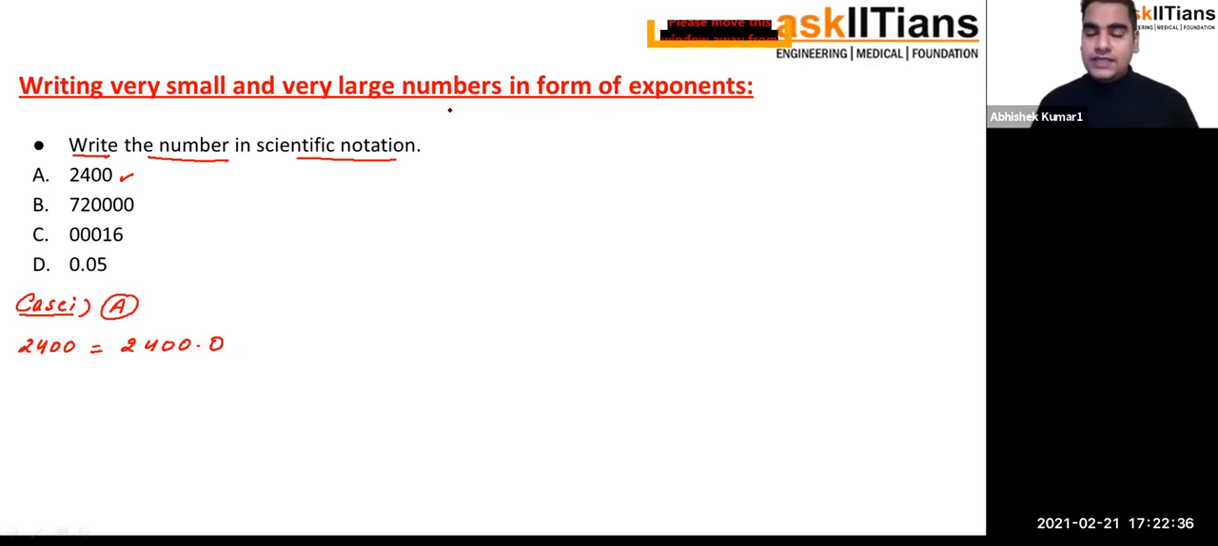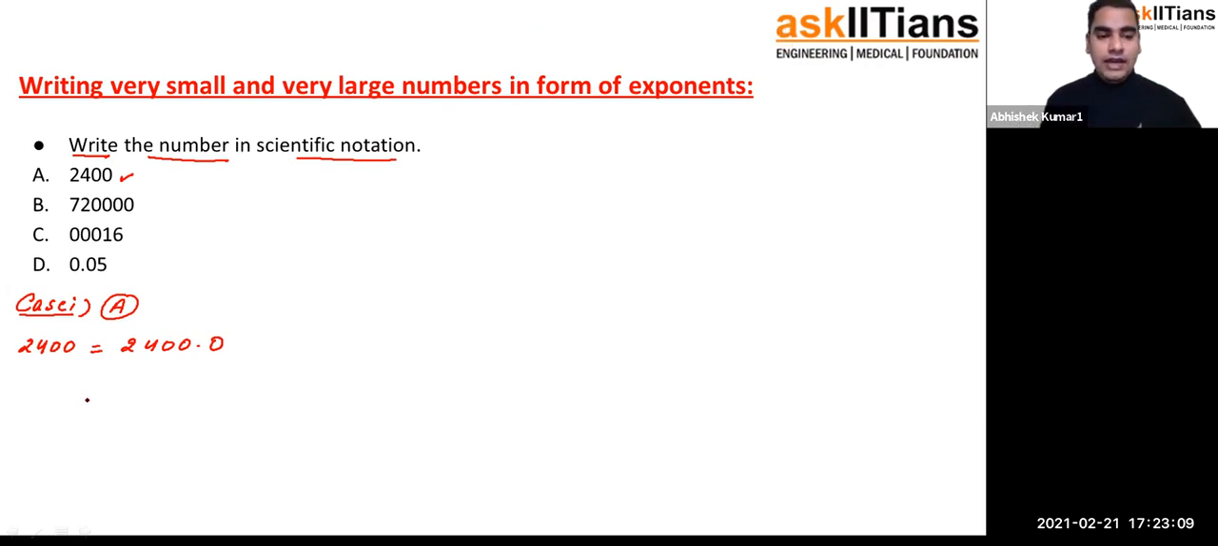Let me repeat once again what I have said. If you are planning to write this number, which is 2400, in the scientific notation, what does that mean? That means you have to move this decimal, which you can see here in this number, 2400.0. This decimal needs to be moved in such a way that there is only one digit on the left hand side of the decimal and the rest of the digits should be on the right hand side of the decimal. That's what you have to do. Correct or not?